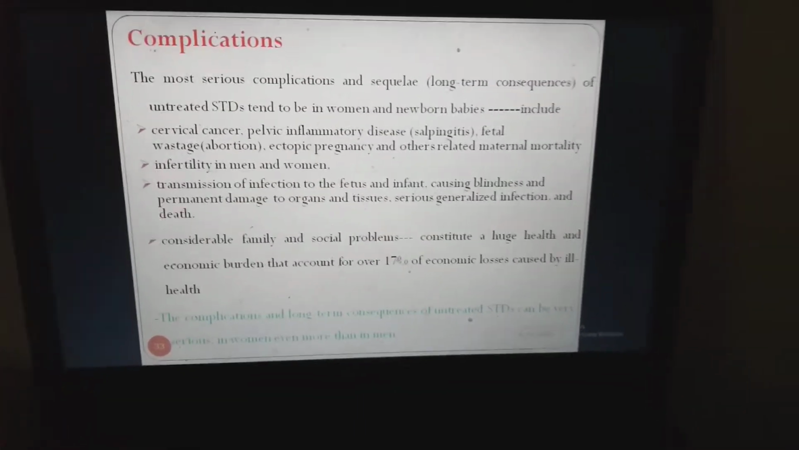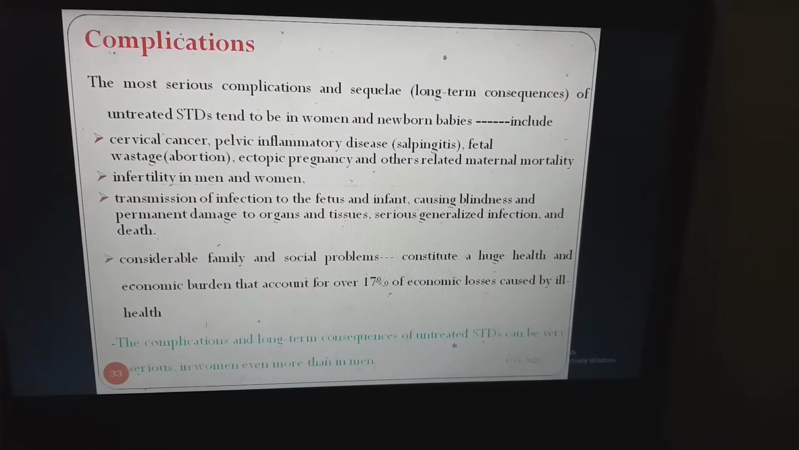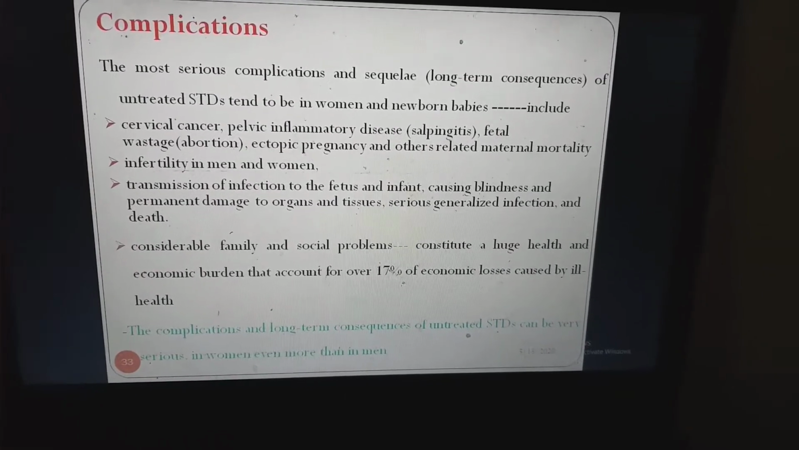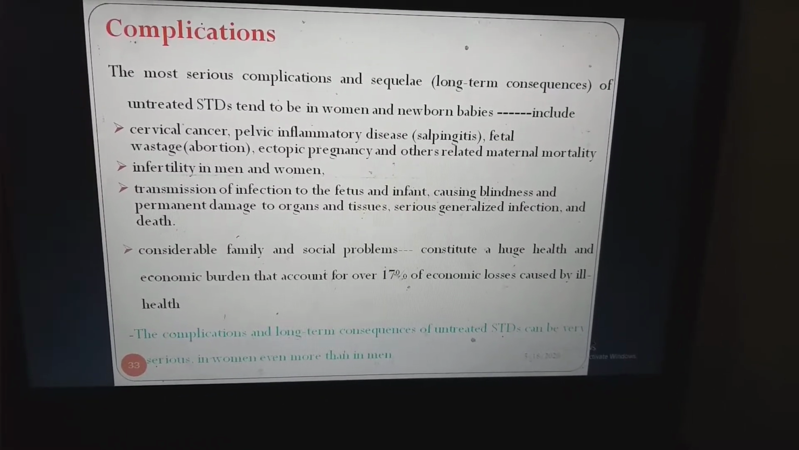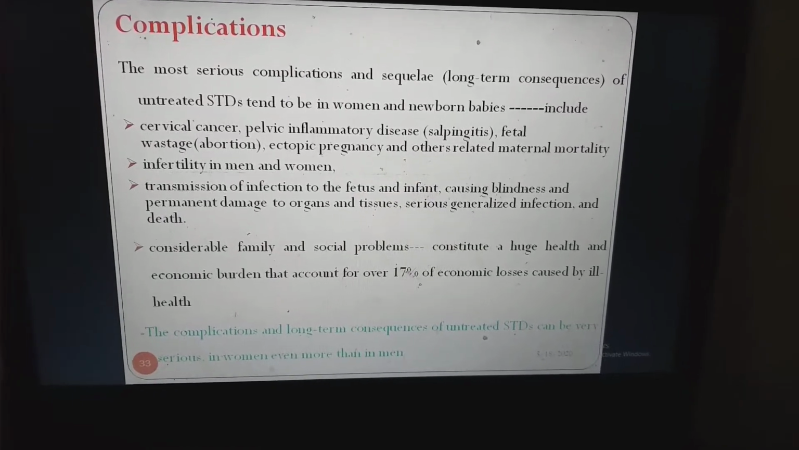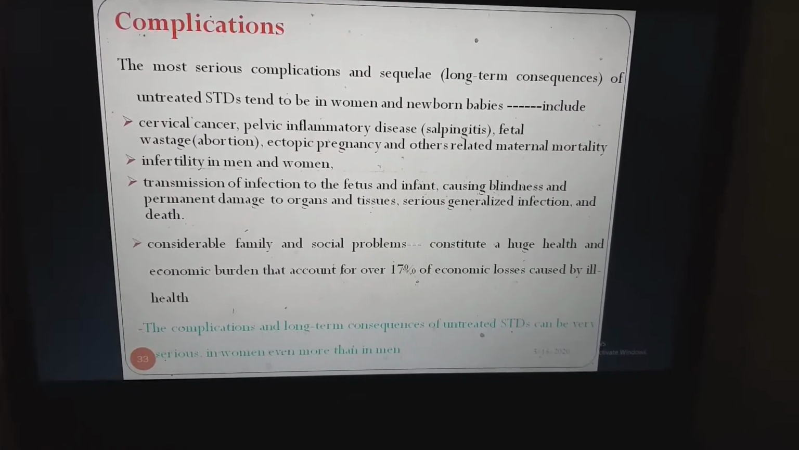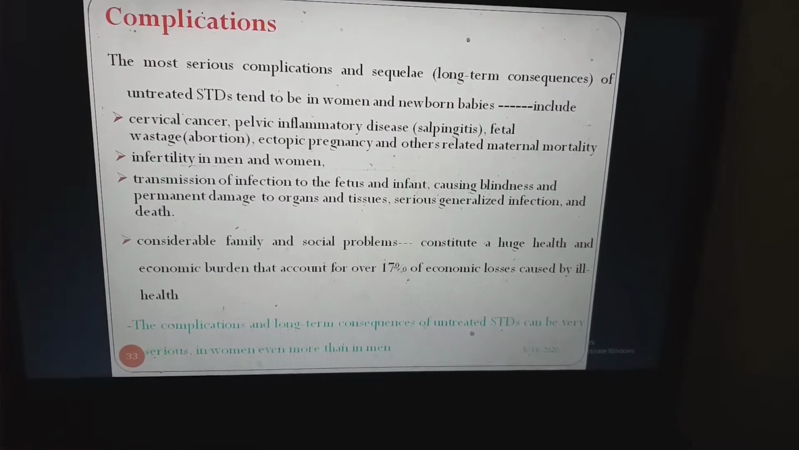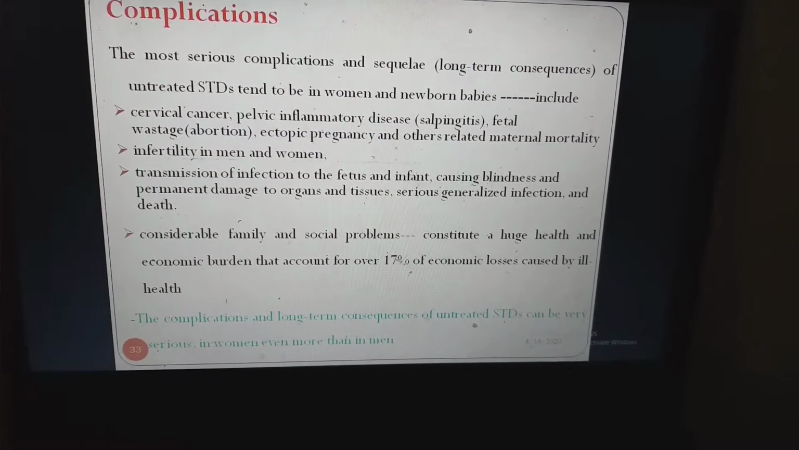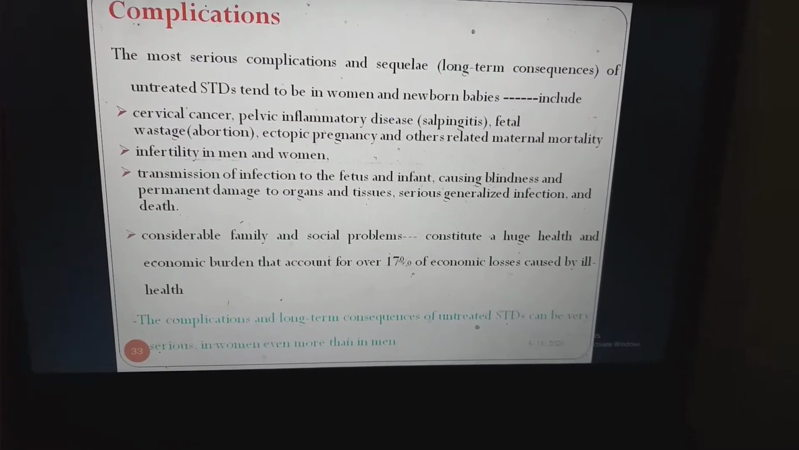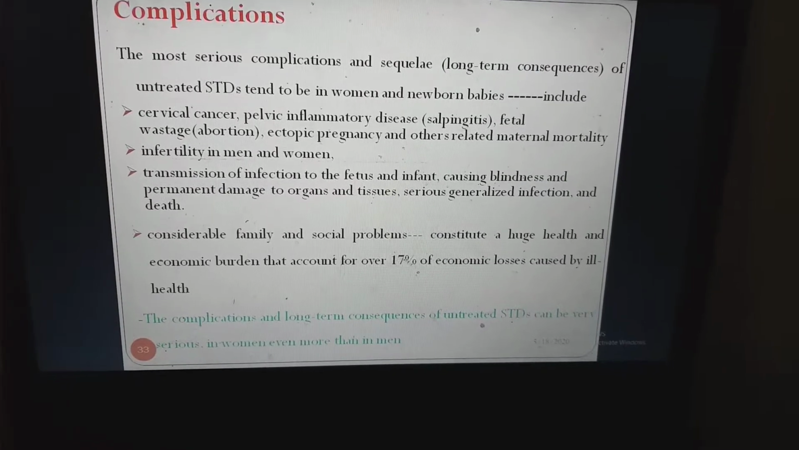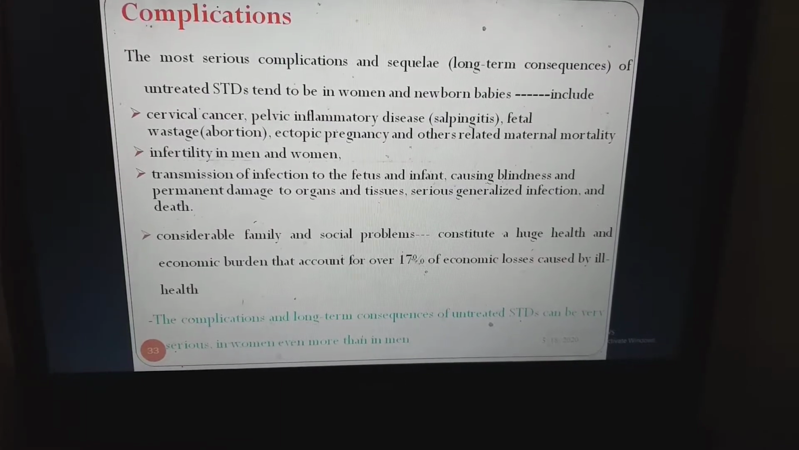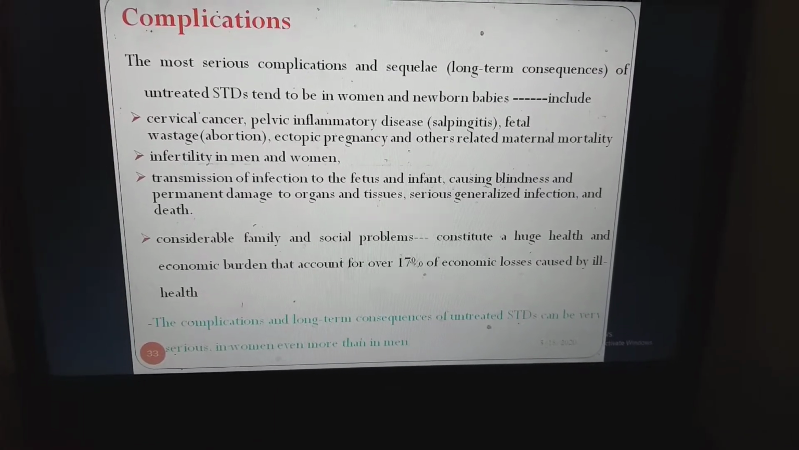What will be the complications? The most serious complications and long-term consequences of untreated sexually transmitted diseases tend to be in women and newborn babies, including cervical cancer, PID or pelvic inflammatory disease or salpingitis, fetal wastage or abortion, ectopic pregnancy (pregnancy outside the uterus), and other related maternal mortality. The second one is that it can cause infertility in men and women.